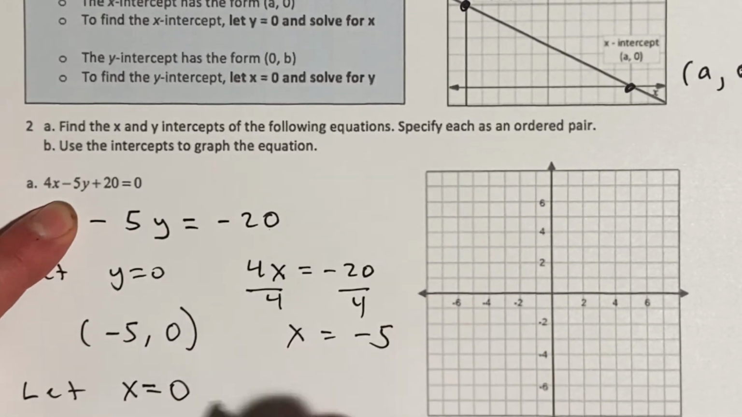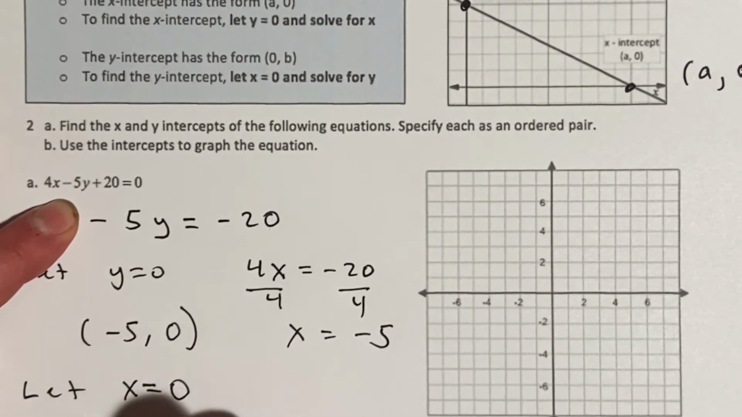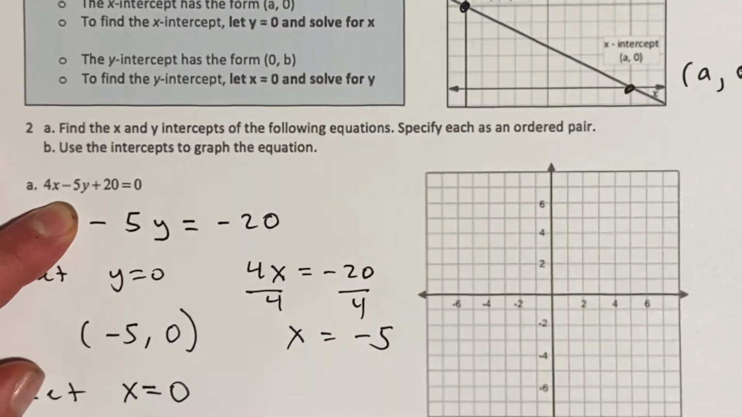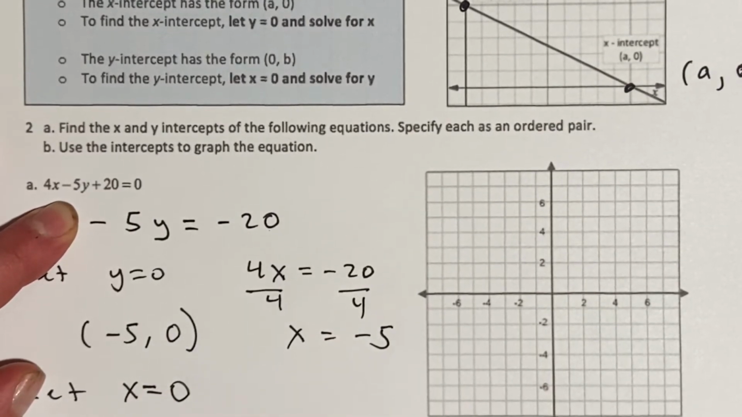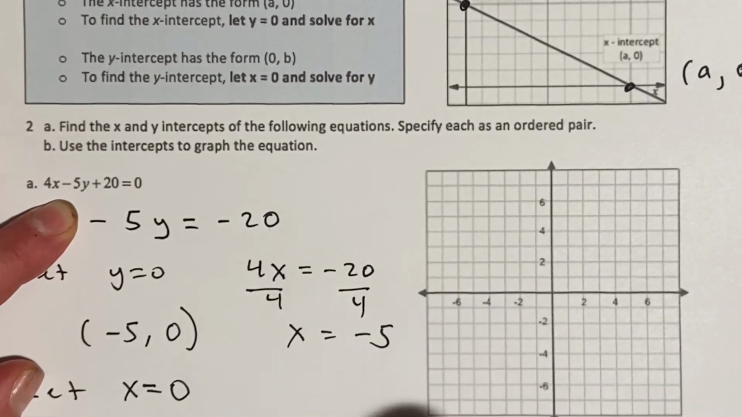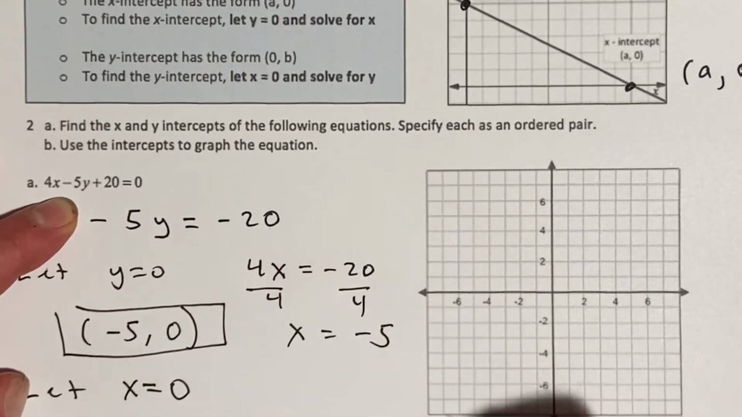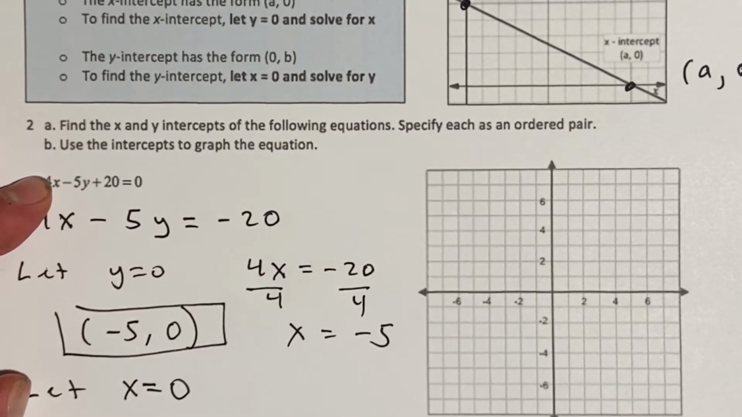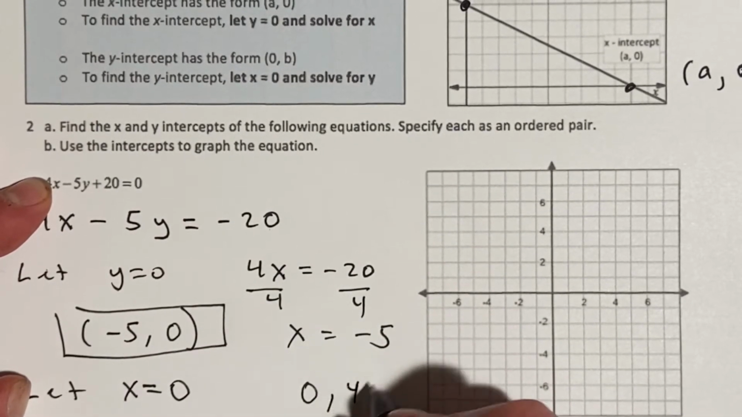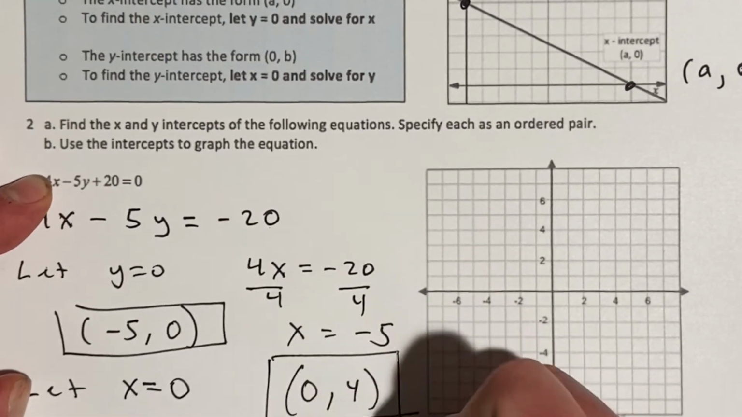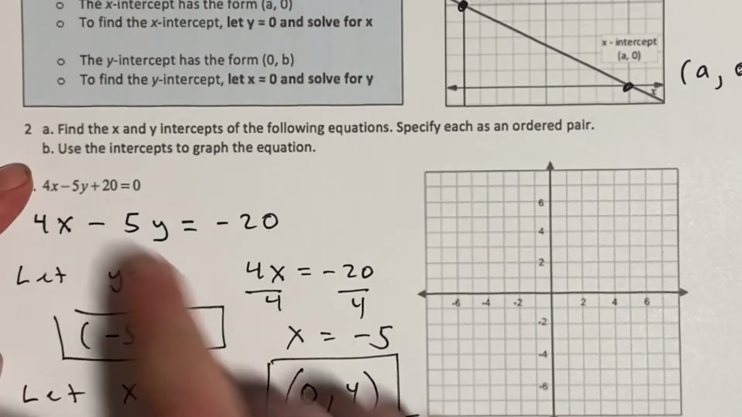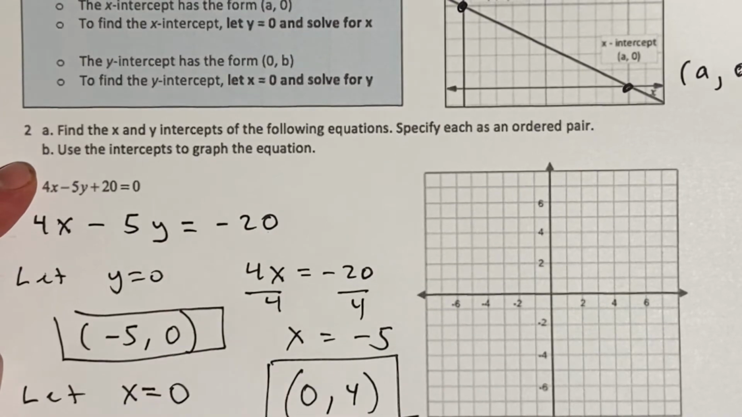So if I let x equal 0, that's going to look like negative 5y equals negative 20. And then let's divide over the negative 5 on both sides. And then that gets us y equals 4. So there's our x-intercept, and then our y-intercept will be 0, 4. And so that was part A. Then part B is to use these two intercepts to graph.